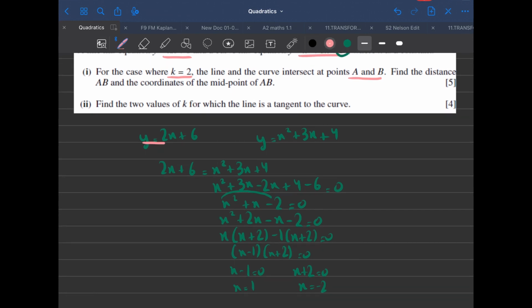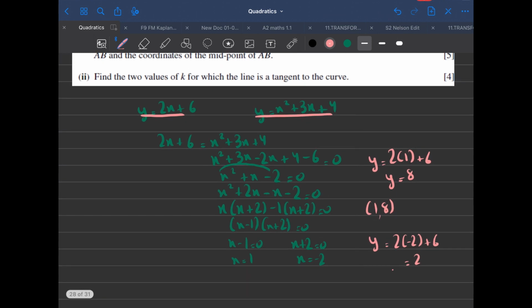Once I get x, how will I get y? You can put in this equation or this equation. Let's put in the easier equation. 2 into 1 plus 6, that makes 8. So my first point is 1 comma 8. Now let's plug in 2 into minus 2 minus 4 plus 6, that's 2. So my next point is minus 2 comma 2.